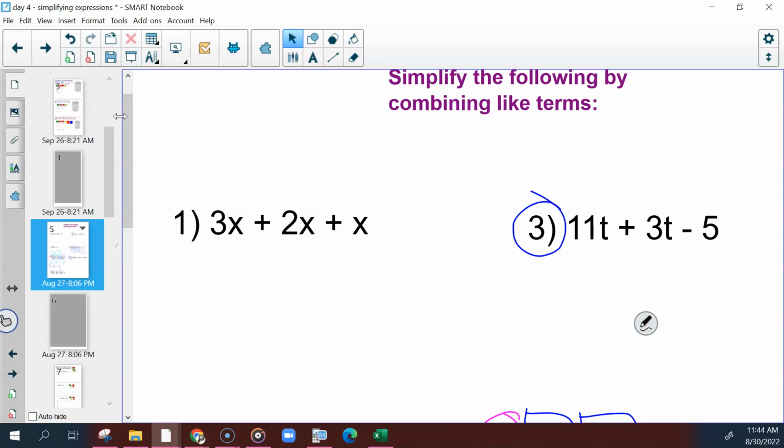For number 3, anyone want to share their answer for that one? Hima. 14t minus 5. You heard of the same thing? Good. This was the correct answer. You should have added these 2 together to get 14, and then just put down the minus 5. Anyone have questions on that one?